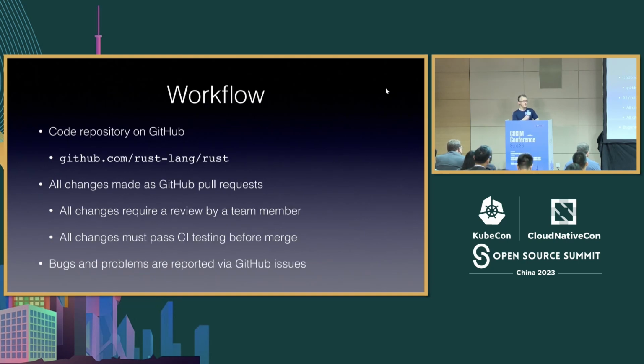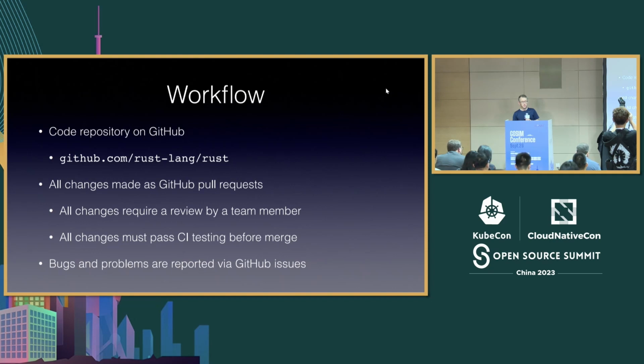So the workflow is fairly simple. It's based around GitHub. The repository is on GitHub. All changes are made as GitHub pull requests. All changes require a review by a team member. That includes if a team member themselves makes a change, another team member has to review it. So nobody is more special than anybody else.